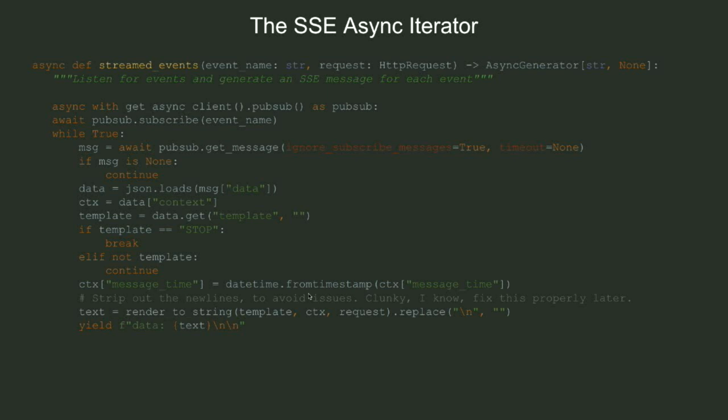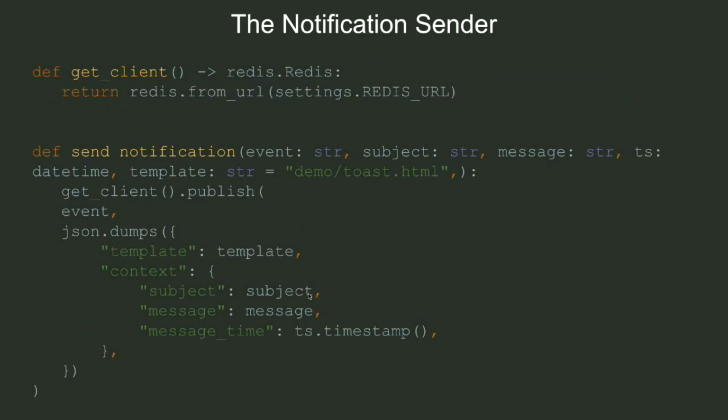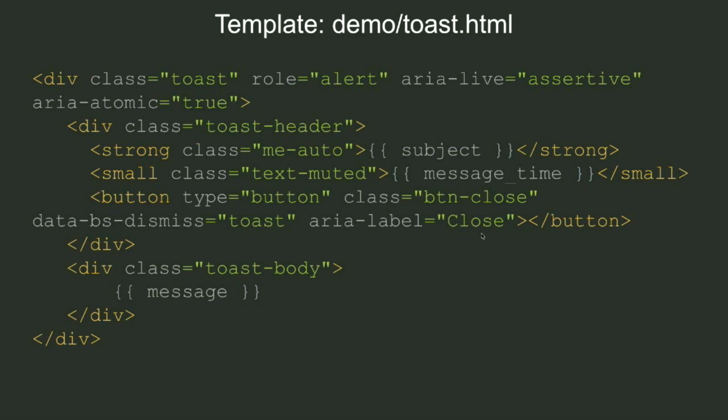And then in terms of doing the notification, it's equally simple. This is just a utility function that allows me to say, I want to send a notification. This gets the Redis client and publishes an event to toasts. It encodes a JSON string with the template and the context, which contains the subject and the message. And the default template is just this demo/toast.html template.